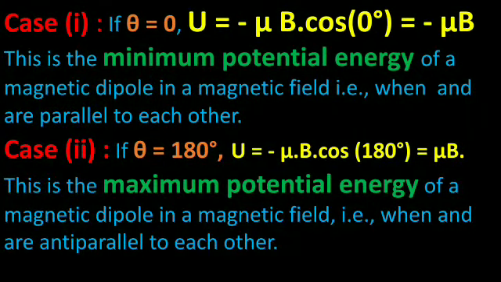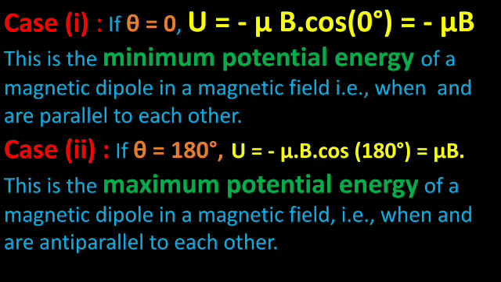After this, we have to consider two cases where we can find where the potential energy will be minimum and where we will get the maximum potential energy. So case number 1: if theta is equal to 0, as we know that theta is the angle between the magnetic dipole and the magnetic field. So if the angle between them is 0, finally U is equal to minus mu B cos theta, where instead of theta we put the value 0.